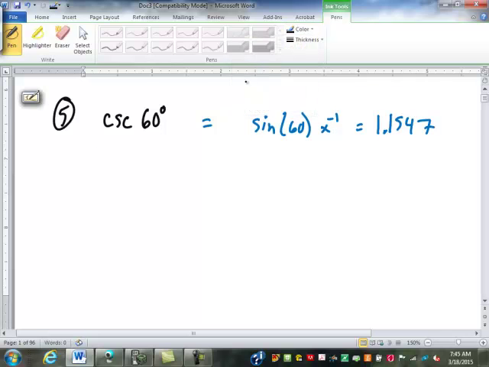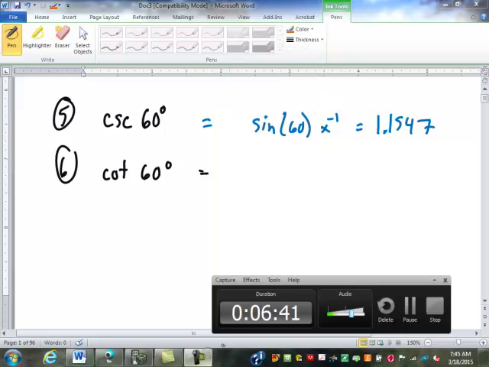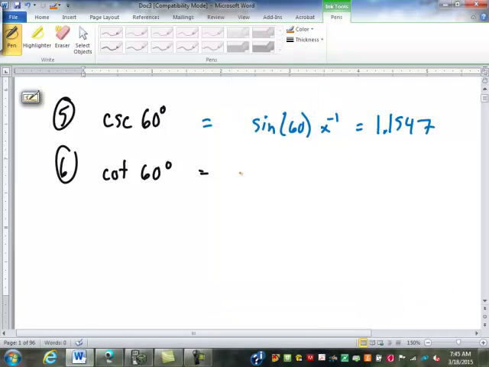And finally, cotangent. That's the easy one to match up. First, that is the reciprocal of the tangent. Point 5.774.